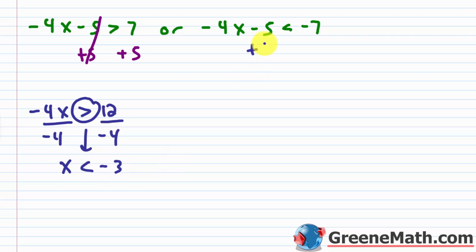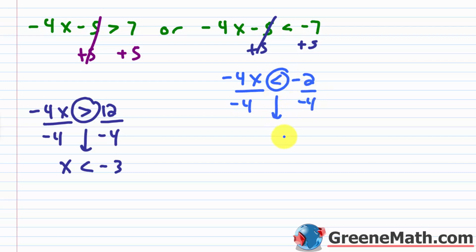Over here, if I add 5 to each side of the inequality, that cancels. You're going to get negative 4x is less than negative 7 plus 5, which is negative 2. We divide both sides by negative 4. Again, if I divide by a negative, I've got to flip that guy. So this becomes a greater than. So we have x is greater than negative 2 over negative 4, which is positive 1/2.